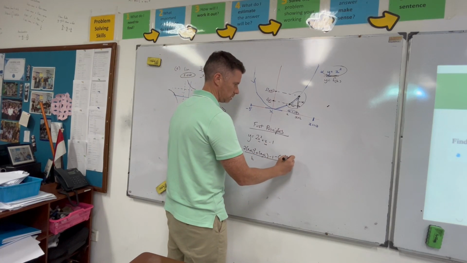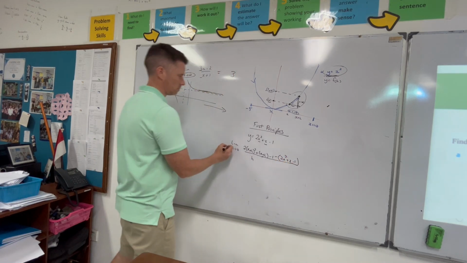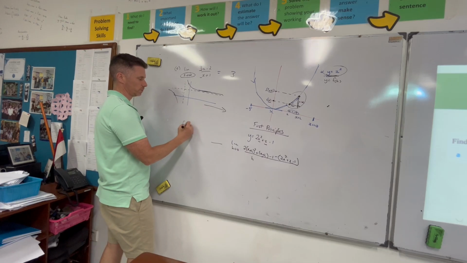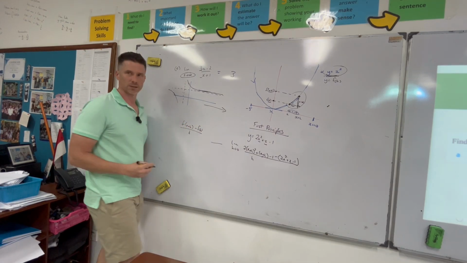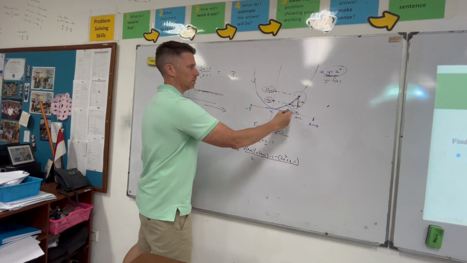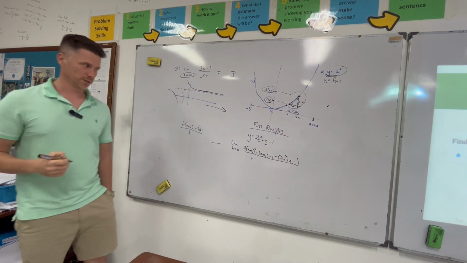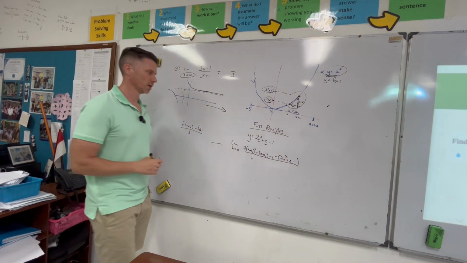x squared. Okay? So this is what's going on over here: the function with x plus h put in, take away the function with x put in, all over h. Same thing here, just getting the difference between this and this all over this distance. The rise over the run. Delta y over delta x. Change in y over change in x.